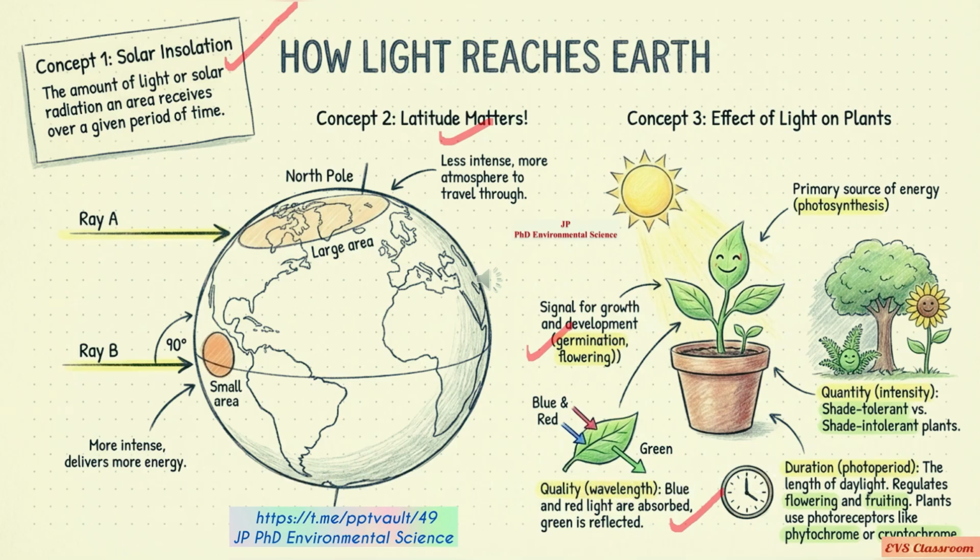Duration of light, photoperiod. Photoperiod is equal to the length of day and night. Plants are classified as short day plants, long day plants, and day neutral plants. For example, rice is a short day plant and wheat is a long day plant.